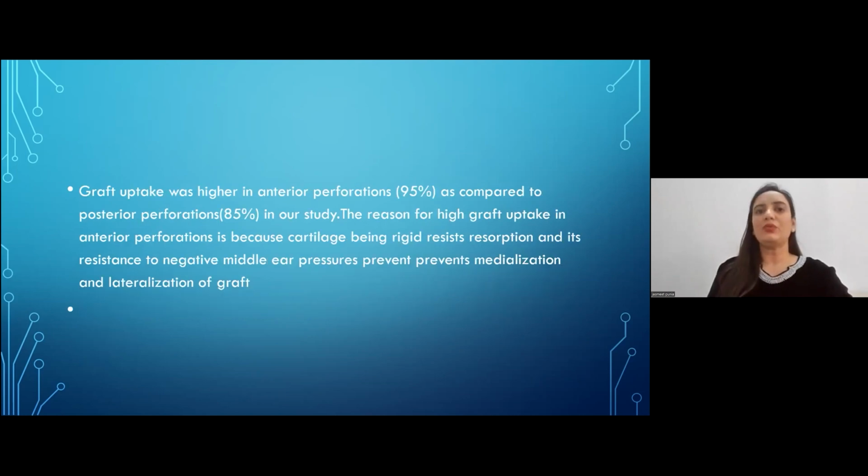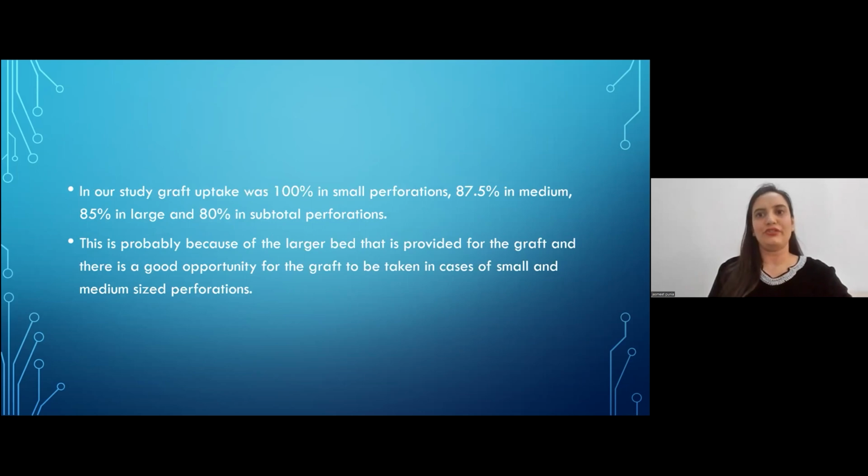Graft uptake was higher in anterior perforations, that was 95%, as compared to posterior perforations. The reason for high graft uptake in anterior perforations with cartilage is because it is rigid and resists resorption, and resistance to negative middle ear pressure prevents medialization and lateralization of the graft.